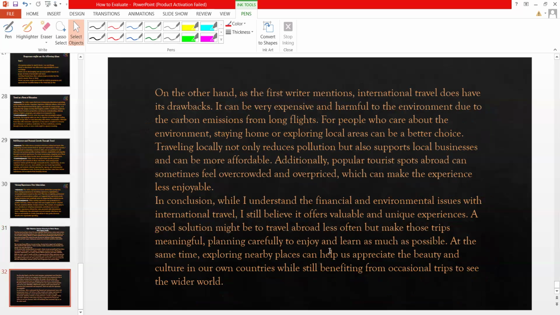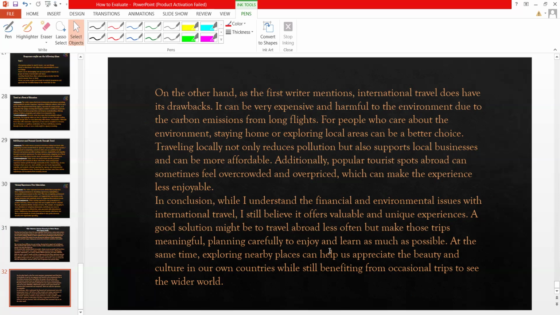On the other hand, now see, first, because the writer here agrees with text B, that is the reason he or she has mentioned text B first. Okay, that he or she agrees with it.